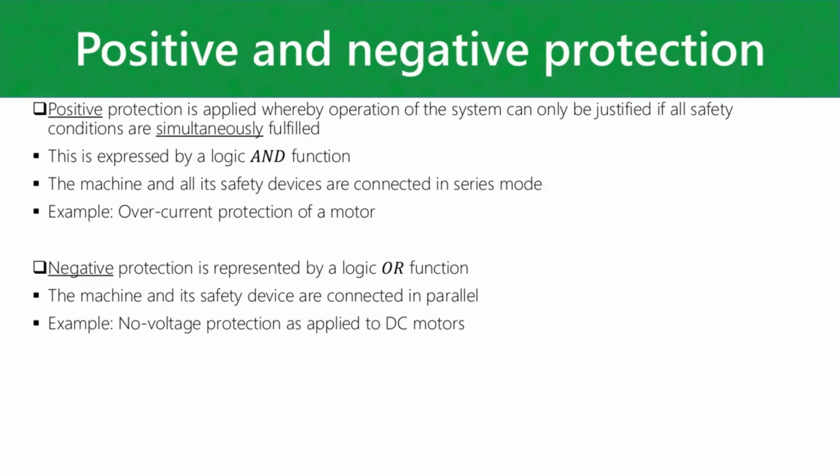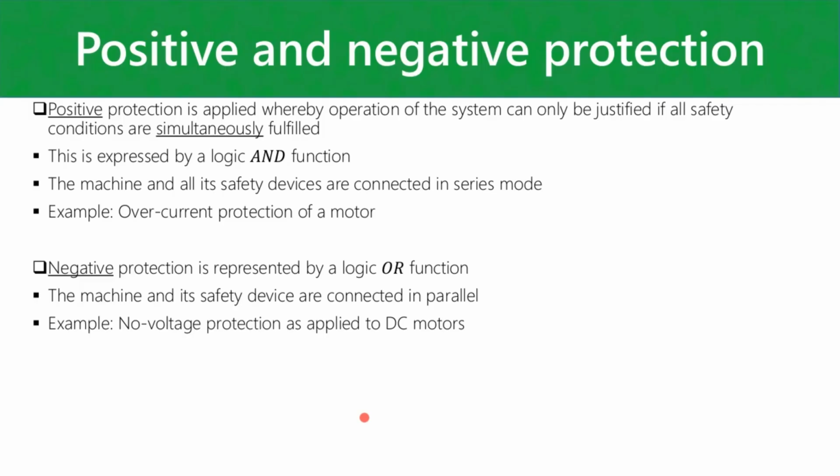Right. All right, and then there's the concepts of negative and positive protection. Positive protection is applied whereby operation of your system can only be justified if all safety conditions are fulfilled at the same time. That is expressed by a logic AND function, which basically means that the safety devices for a particular machine will be connected in series.